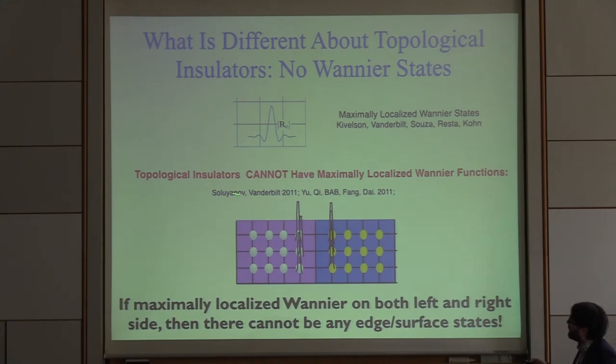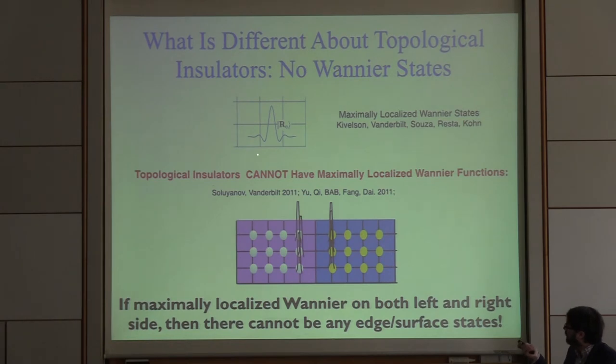Now, this is something that Soluyanov and Vanderbilt pointed out in 2011, and you can really understand it through these Berry phases. But the moral of the story is that I'm going to give you a much simpler explanation why topological insulators cannot be described by maximally localized Wannier functions that respect the symmetries that you impose on the system.